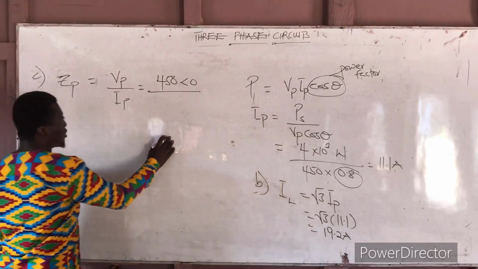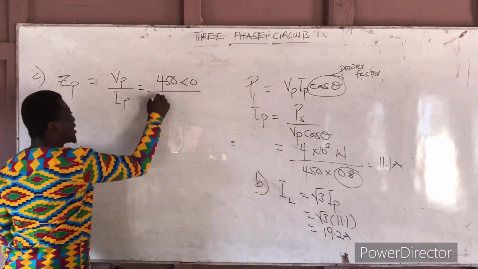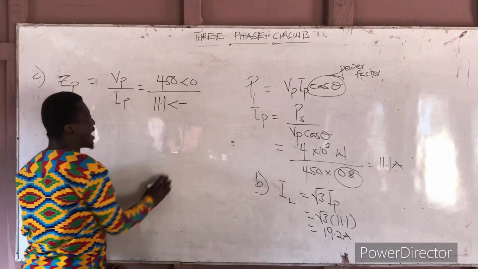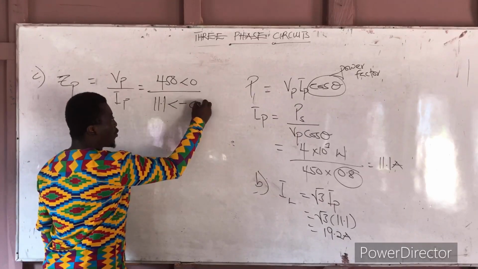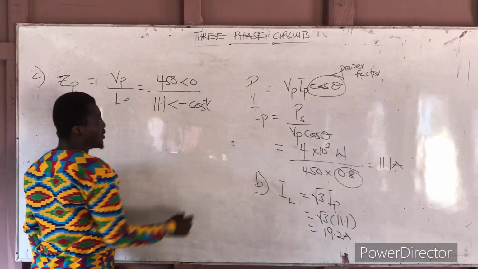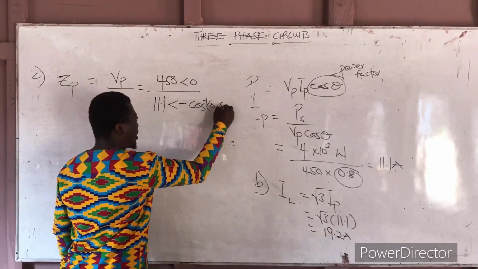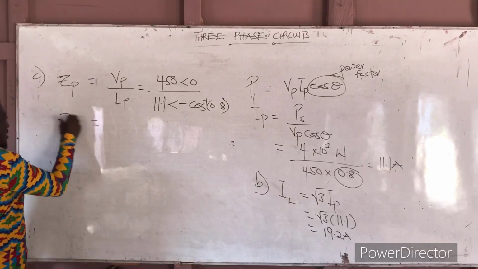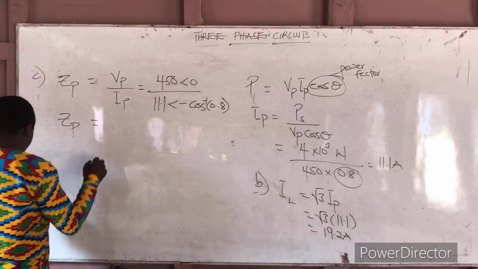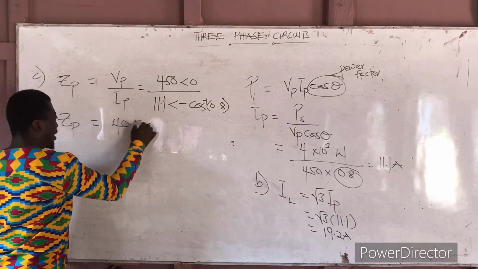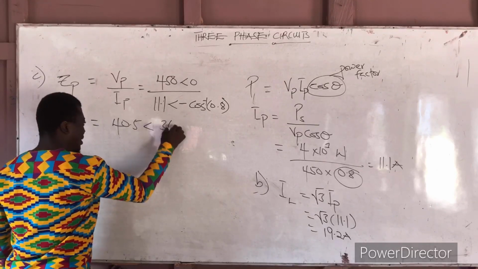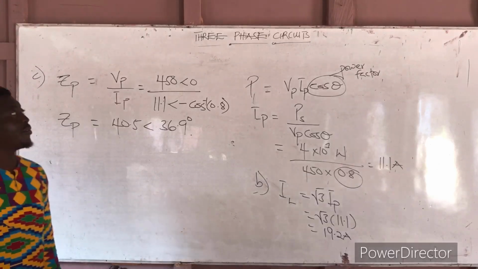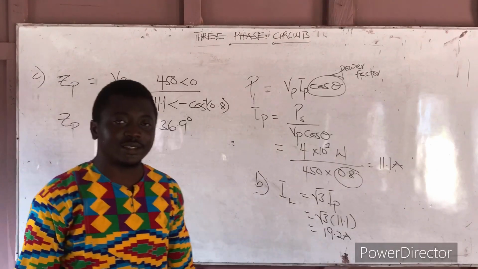So they said lagging. So the phase current, we had 11.1. But because they said it was lagging, it means the angle is minus. And you are going to take cos inverse of the power factor that we were given, which is 0.8. And when you put this on the calculator, you end up getting the phase impedance to be 40.5 angle 36.9 degrees. So that brings us to the end of question solving on three-phase systems. Thank you.